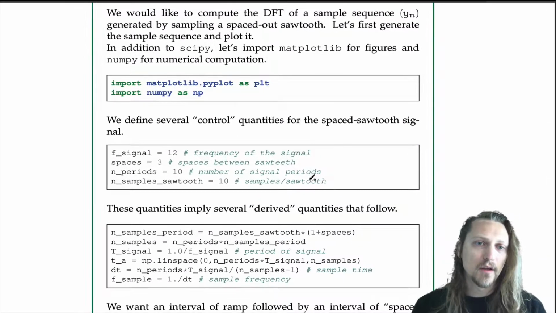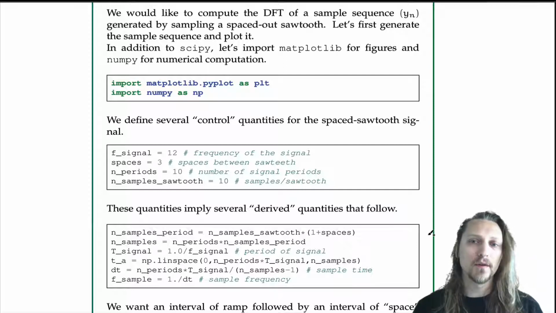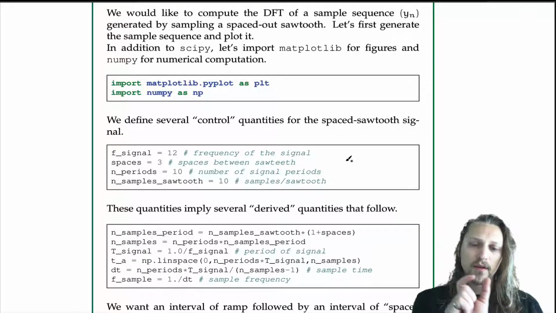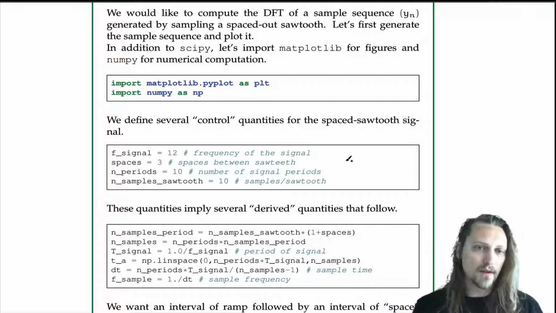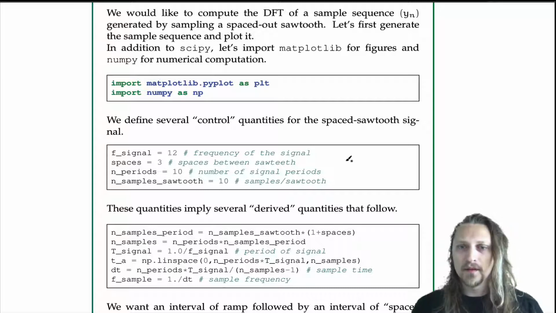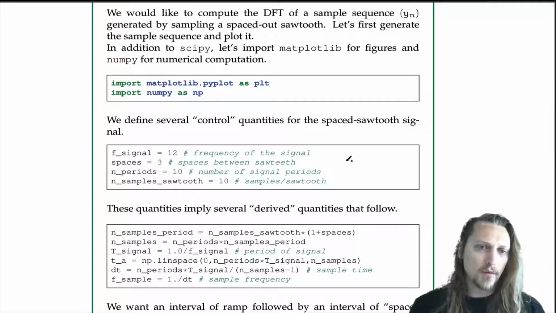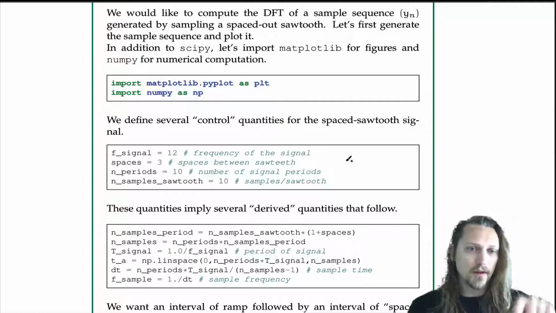We define several control quantities for the spaced sawtooth signal. So the frequency of the signal will be 12. This is in standard SI units here, so it will be 12 hertz. We'll have 3 spaces between sawtooth. So we'll have a sawtooth, then 1, 2, 3 spaces. At the end, I'll open up the Jupyter notebook in which I write my Python code, and we'll change this and just see what all changes when we do that. So we'll have a sawtooth, and then we'll have 3 spaces, and then we'll have another sawtooth.